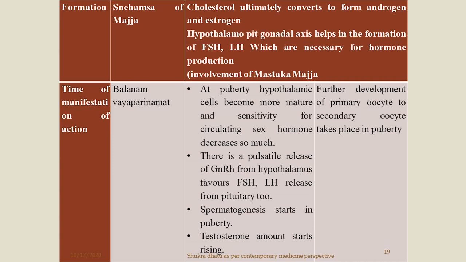At puberty, the hypothalamic cells become more mature and the sensitivity to circulating sex hormone decreases. That is why there is a pulsatile release of gonadotropin releasing hormone from the hypothalamus, which favors FSH-LH release, and this can result in spermatogenesis. And the testosterone amount starts rising during the adolescent period. And in case of Stri Shareera, the primary oocyte will further develop to secondary oocyte during puberty only.